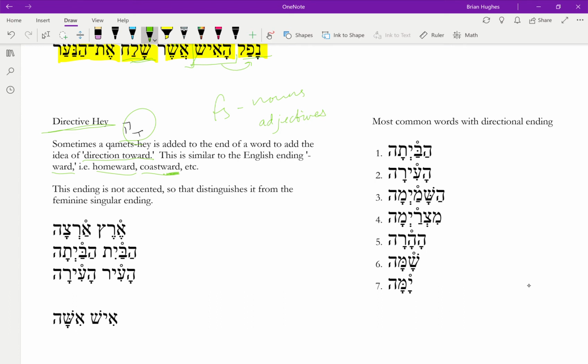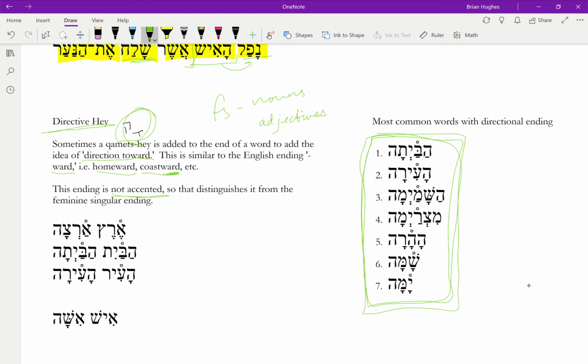What's different about this is that it's not accented, and so you get different vowel changes. I know that probably doesn't make you feel good, but what I've got over here is the list of the most common words with directional endings. We're not going to use these a ton in the course, but I would write these down at some point and memorize them among all the other things that you have to memorize. But just to fill this out, there is this use of the directive he.